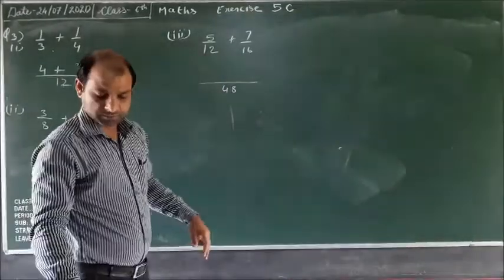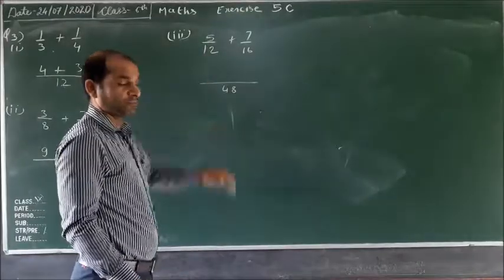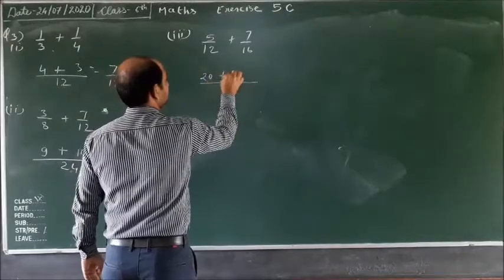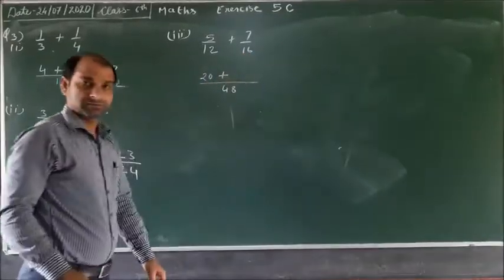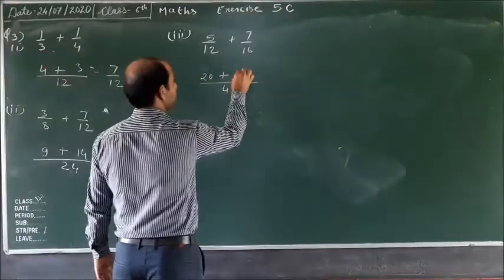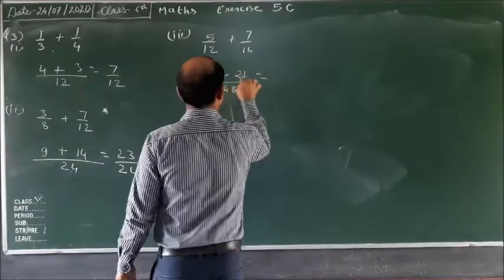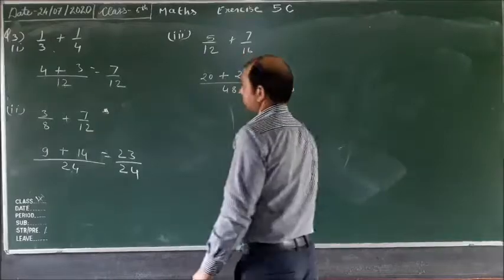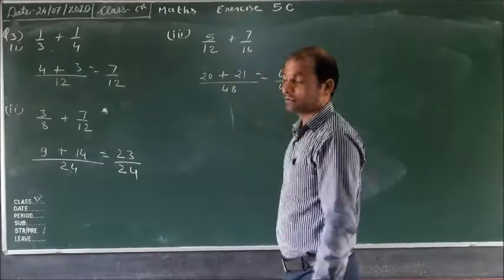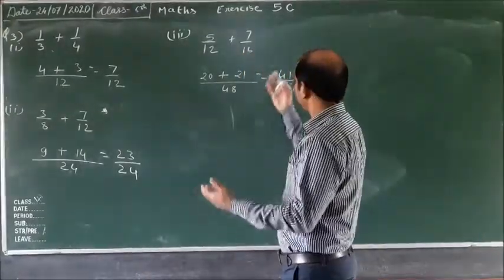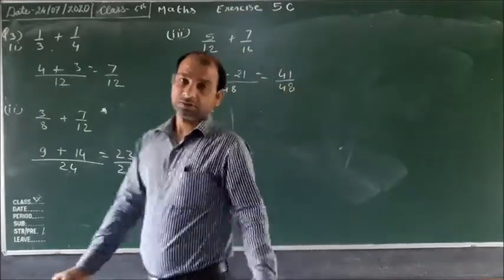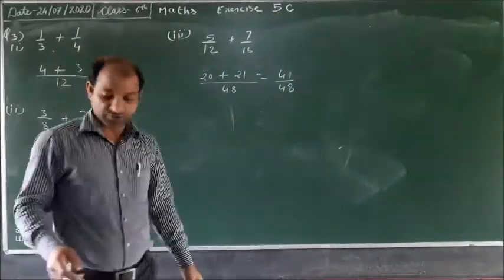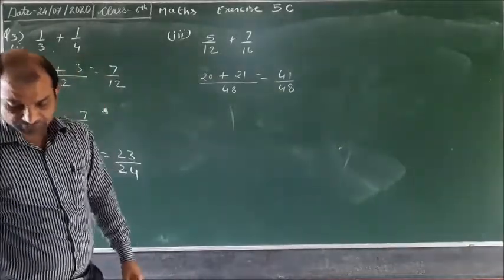12 times 4 is 48, and 4 times 5 is 20. 16 times 3 is 48, and 3 times 7 is 21. 20 plus 21 equals 41 upon 48. 41 is a prime number, so it is not divisible by any number. So 41 upon 48 is already in the lowest term.